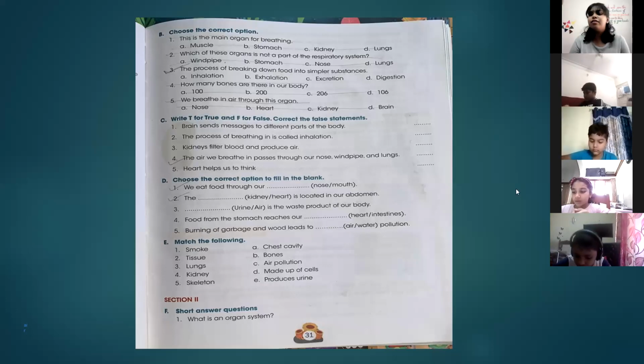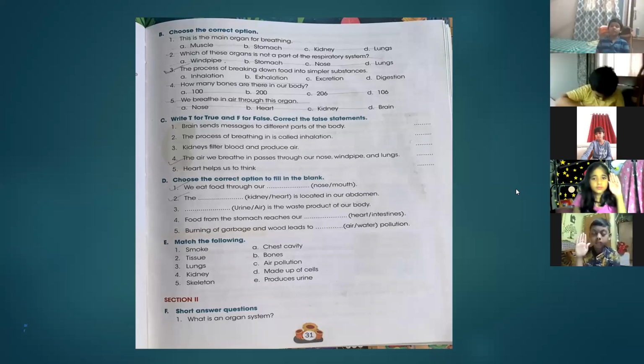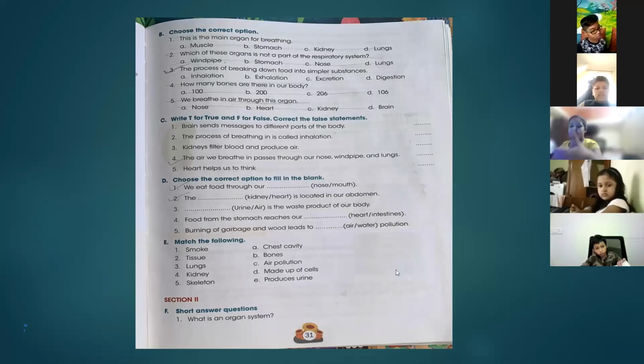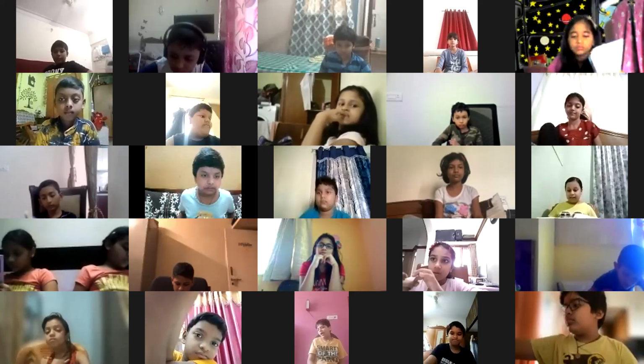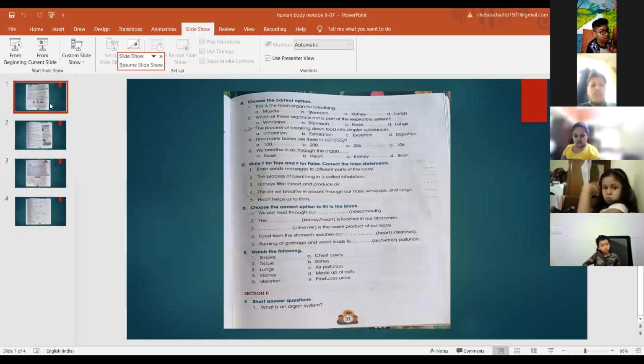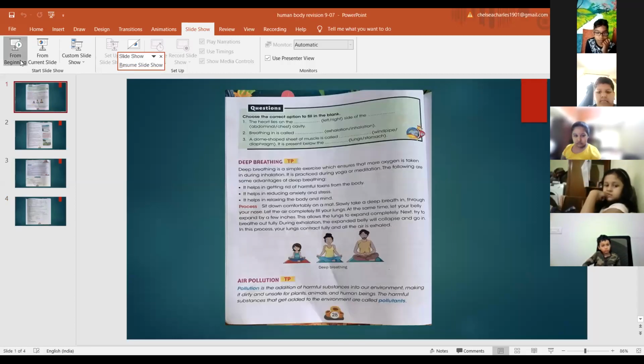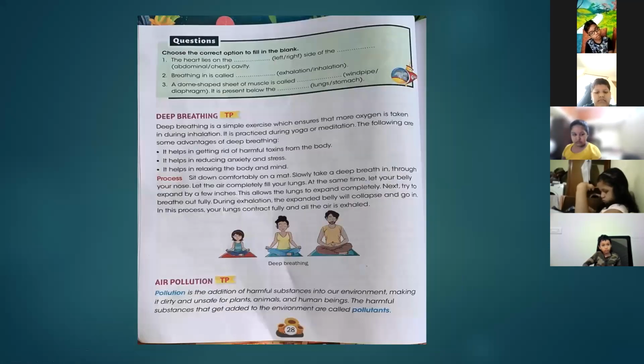So, we have finished all the questions behind the textbook. Now, we will read the textbook. You can all come back to page 30. Okay. So, let's start from air pollution. Who wants to read? You can raise your hand if you want to read.